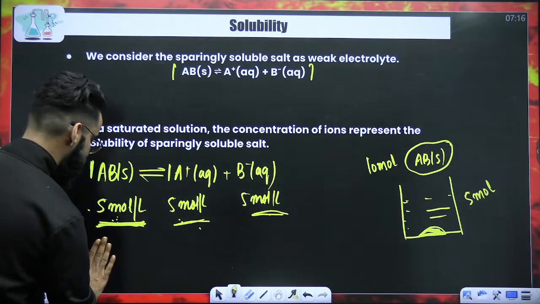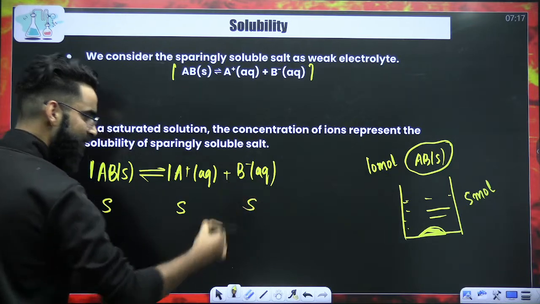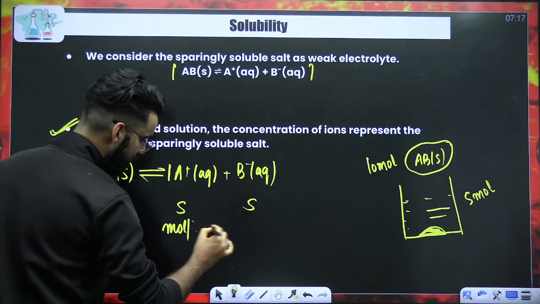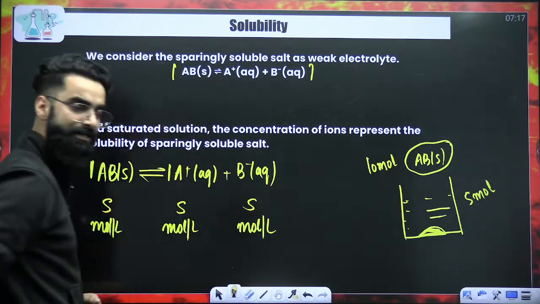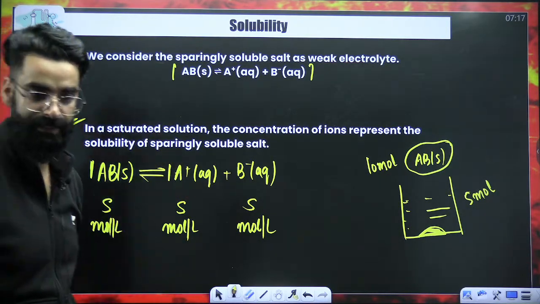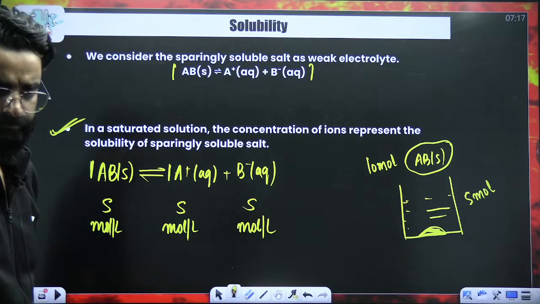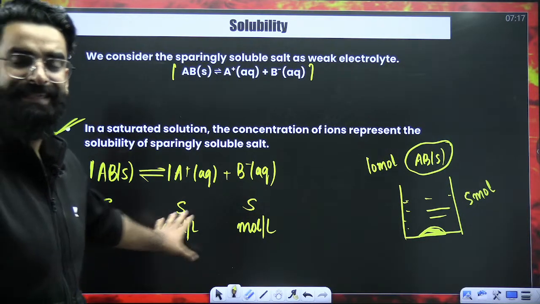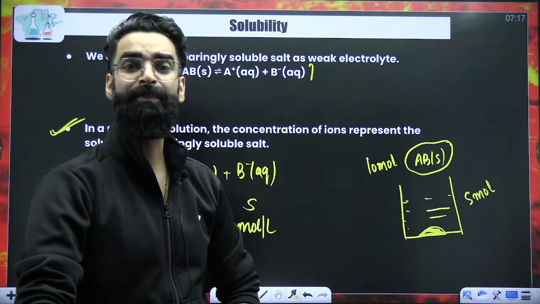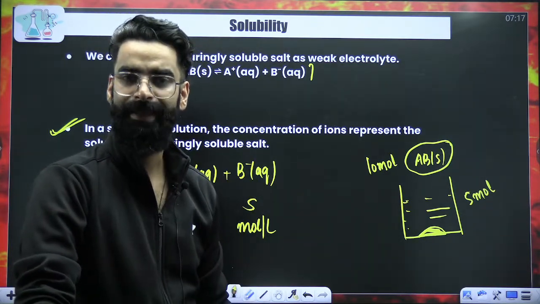So I had taken a sparingly soluble salt whose solubility, for example, is S. If the solubility is S, then this has to be S, and this has to be S. And the units are going to be moles per liter only, right? So the concentration of these ions, what do they represent? They represent the solubility of the sparingly soluble salt. Perfect. Is that clear? You got the idea? Let's say the solubility of the salt is 10 moles per liter. That means 10 moles of the salt will be present in the solution, between the spaces between the solvent molecules, in the form of ions.